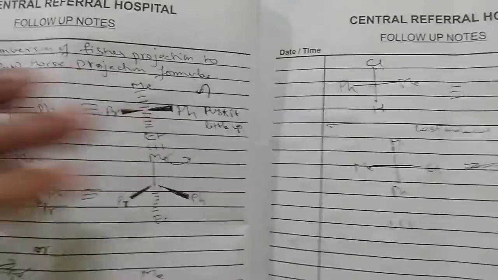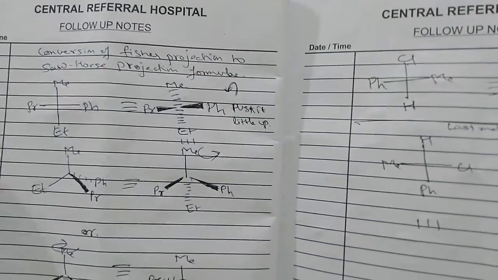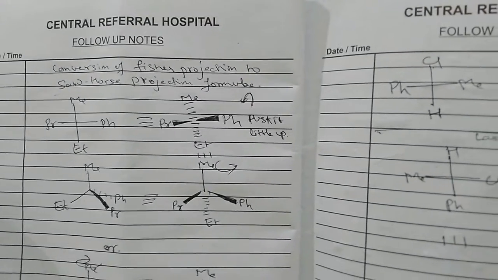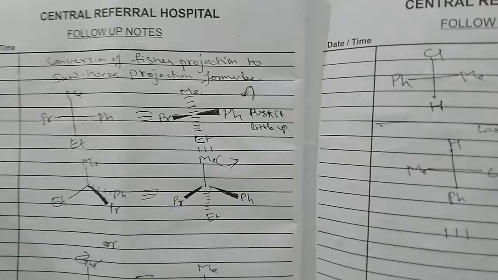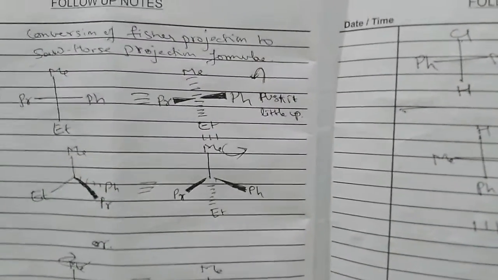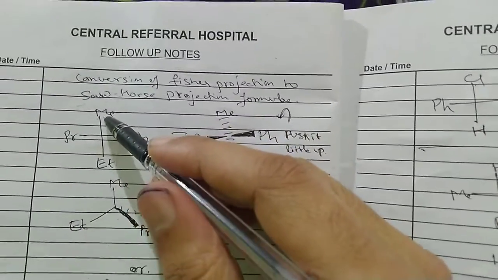Right. Now we are going the reverse way. We are going to do it from Fischer projection formula to Sawhorse projection formula. So imagine something like this is there. Knowingly I have given you this abbreviation, so you should know, in organic chemistry these are very important.